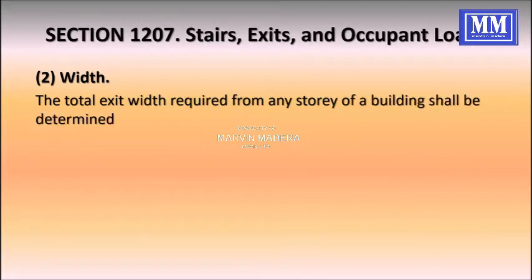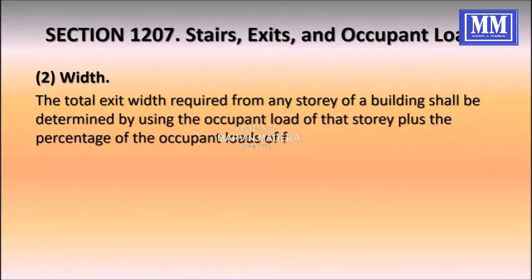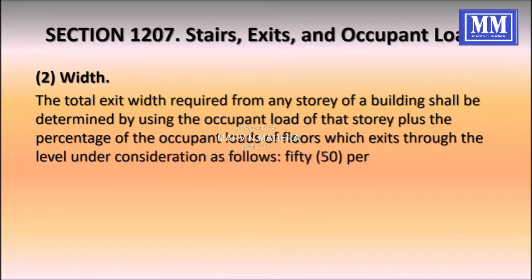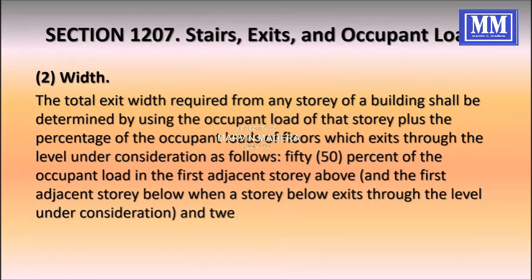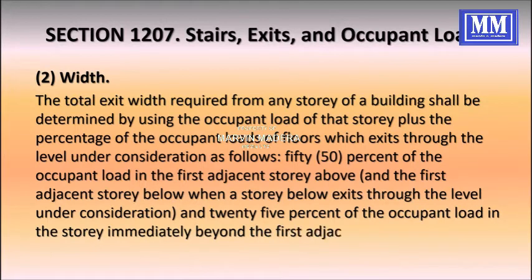Width. The total exit width required for any story of the building shall be determined by using the occupant load of the story plus the percentage of the occupant load of the floor which exits through the level under consideration, as follows: 50% of the occupant load in the first adjacent story above and 25% of the occupant load in the story immediately beyond the first adjacent story.